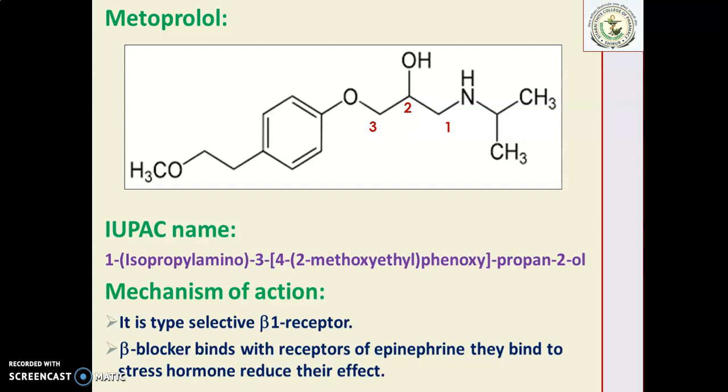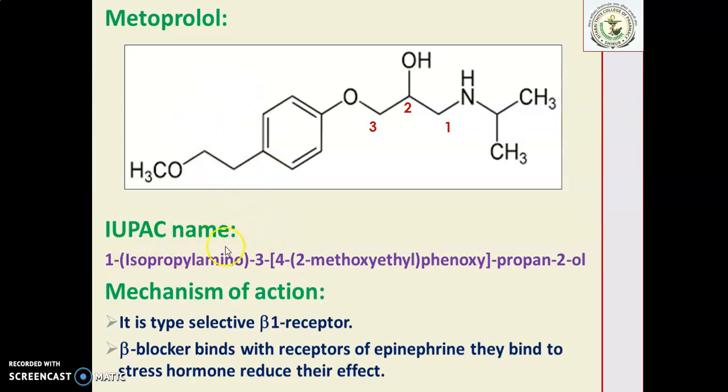Metoprolol also belongs to beta-1 blocker. In that we have example that aromatic ring, oxygen bridge is common, 2-propanol is there, and isopropyl amine is there. At the para position, CH2, CH2O, CH3 is attached. So Me, that is methoxy, and E, that is ethyl. In that way you can remember this methoxy group and CH2, CH2 means ethyl group.